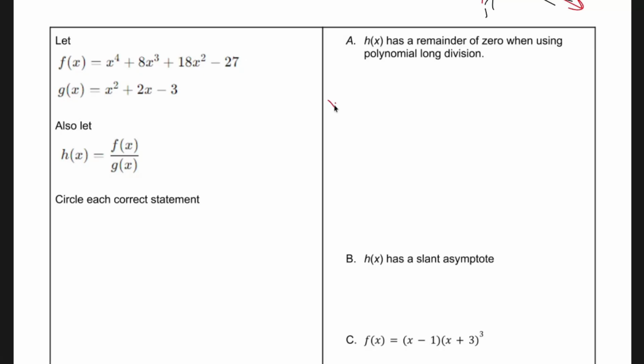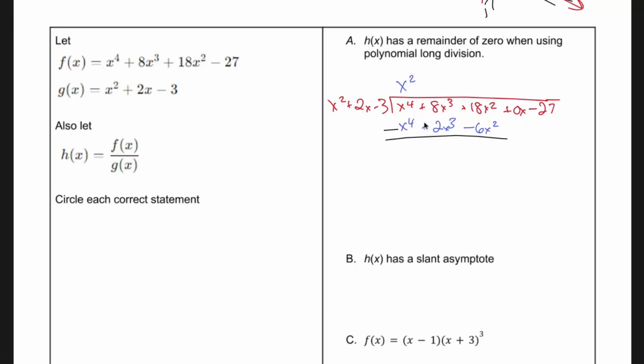So we have x squared plus 2x minus 3, and we're going to divide that into x to the fourth plus 8x to the third plus 18x squared plus an invisible 0x minus 27. X goes into x to the fourth x squared times. X squared times x squared is x to the fourth. X squared times 2x is positive 2x to the third. X squared times negative 3 is negative 6x squared. Subtract the entire row, which means flip the signs.